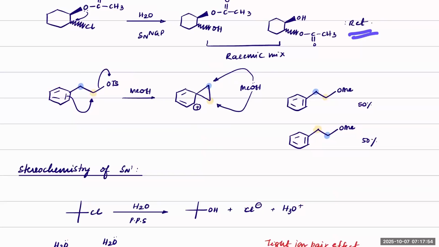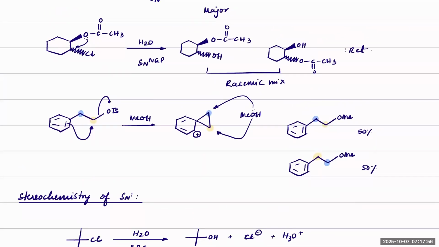Done? Same way, if you have an OTs group here and there are two different carbons. Imagine this is carbon 12, carbon 14, and benzene is connected to it. So as OTs goes, the lone pair on benzene will attach, and this is the intermediate you will get. And that's where methanol can attack, bond can break here, or methanol can attack here, bond can break here. Both will get 50-50 percentage.